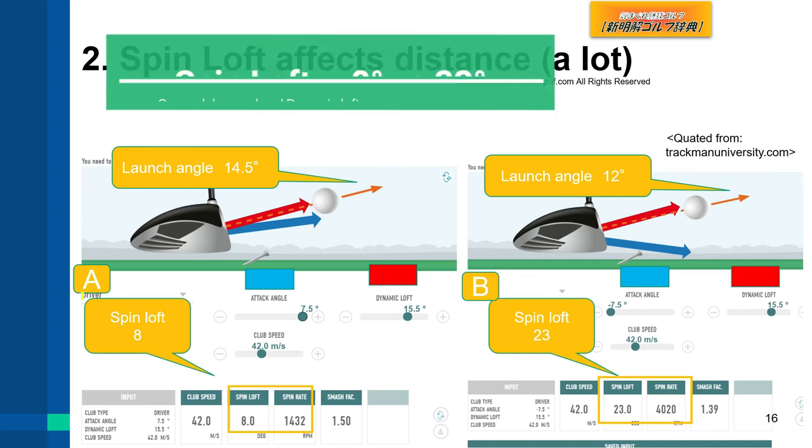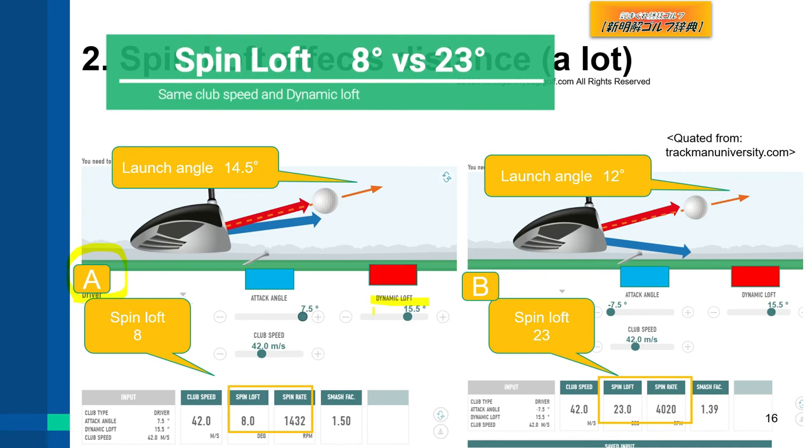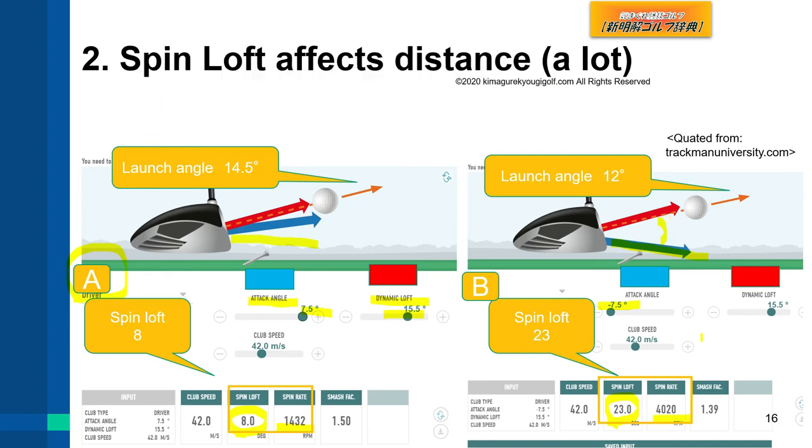In this impact A, the dynamic loft is 15.5 and the attack angle is plus 7.5. Okay, and in this sample here, attack angle is minus 7.5. In example A, the spin loft is 8, and in B, the spin loft is 23.0. And the spin rate is 1432 in example A and 4020 in example B. The bigger this angle, the less ball compression you will have. Therefore, you have a less smash factor.